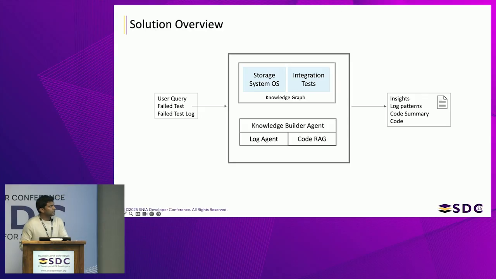The idea here is to build a knowledge graph with the storage system code in conjunction with the functional tests. The core idea of our innovation is how we are building this knowledge graph using a graph database to render the relevant documents based on the query. As you could see, our solution is also equipped with a knowledge builder agent, log agent, and the code RAG. This is a multi-agent system that's going to help us in triaging the test failures. Again, this is at a very high level. I'll be talking in detail as we go through the slides.